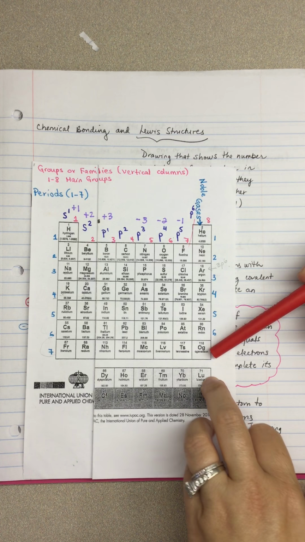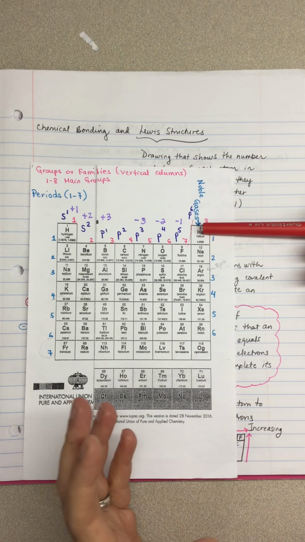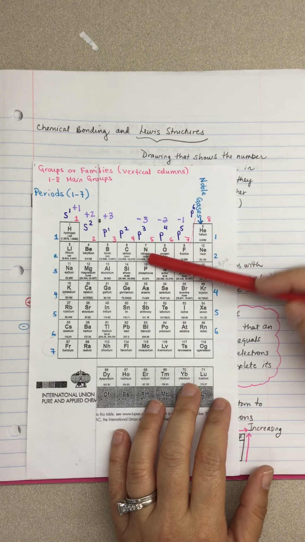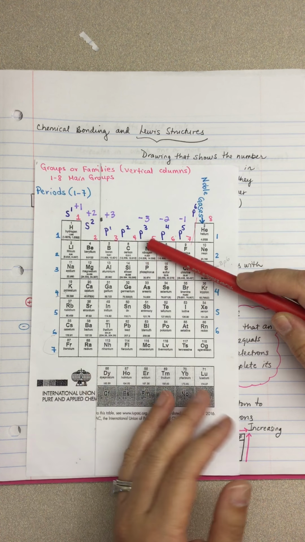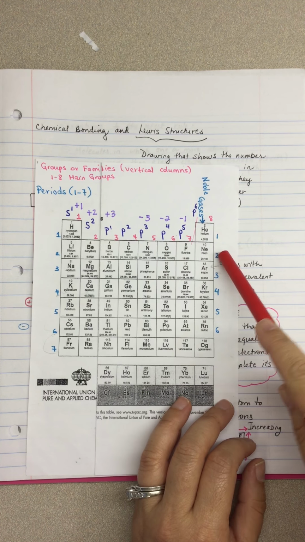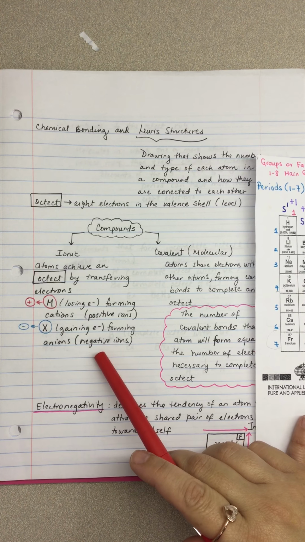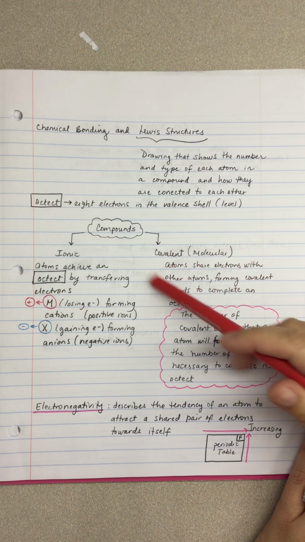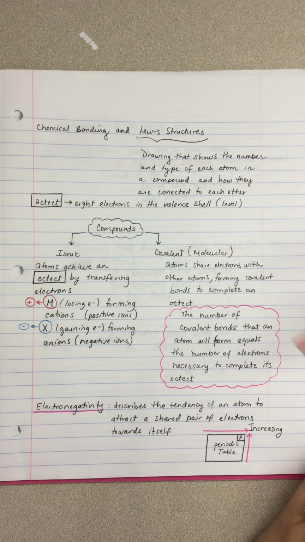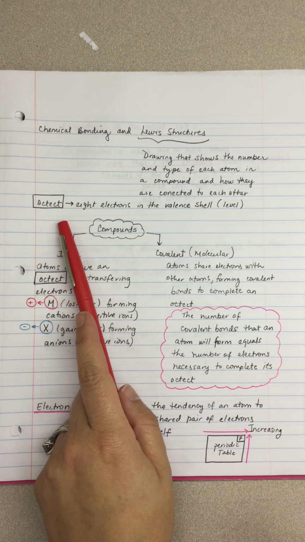Your noble gases here in group 8 have 8 valence electrons. For example, nitrogen in group 5 contains 5 valence electrons, but the ion of nitrogen with a charge of -3 will now have 8 valence electrons. So your ions are losing or gaining electrons to have the same number of electrons as the noble gases, 8. And atoms in covalent compounds will be sharing the electrons to have 8 valence electrons. And that is what I have right here. That's an octet.